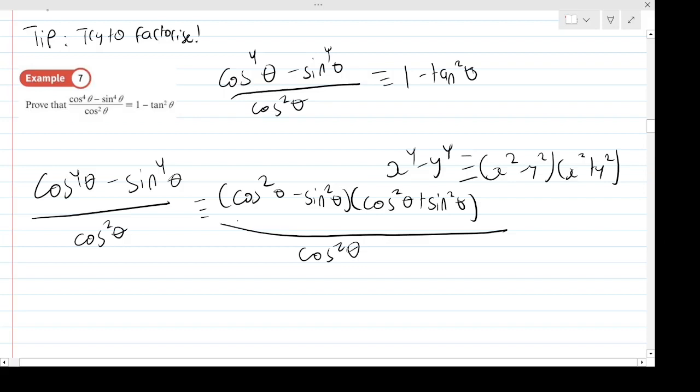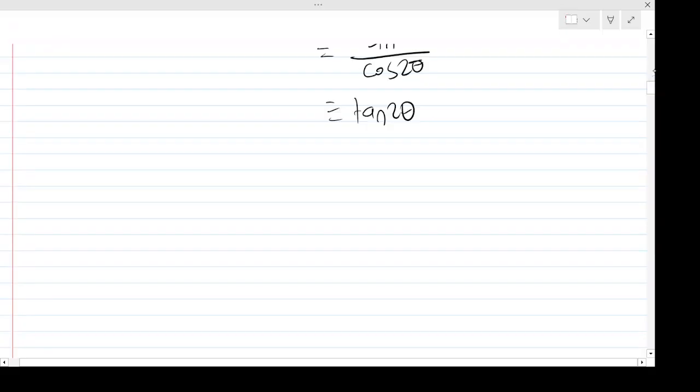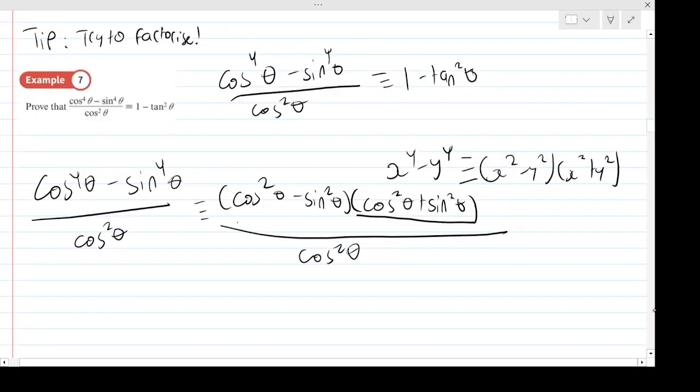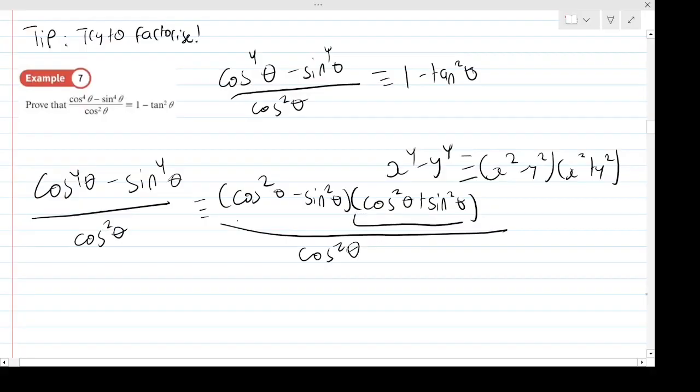Again, look at our factors. Well, cos squared minus sine squared, I can't really do much about. But what about cos squared theta add sine squared? If we go back to our identities, isn't sine squared theta plus cos squared theta just one? The first identity. So this whole factor just goes to 1. So we're simply left with cos squared theta minus sine squared theta all over cos squared theta.